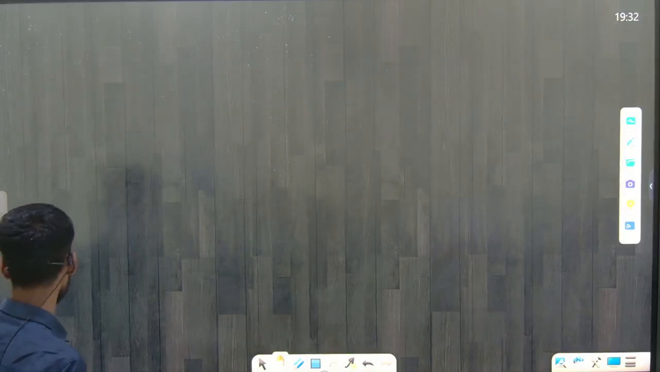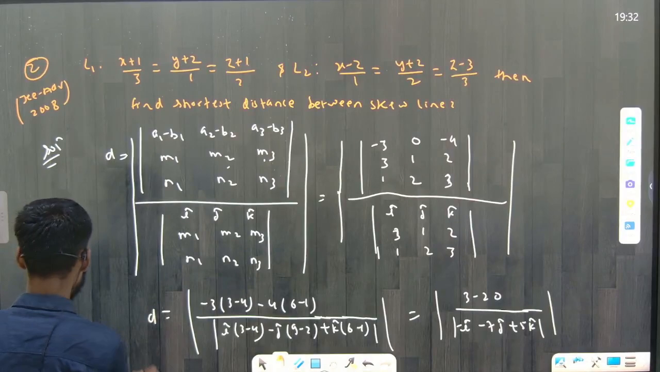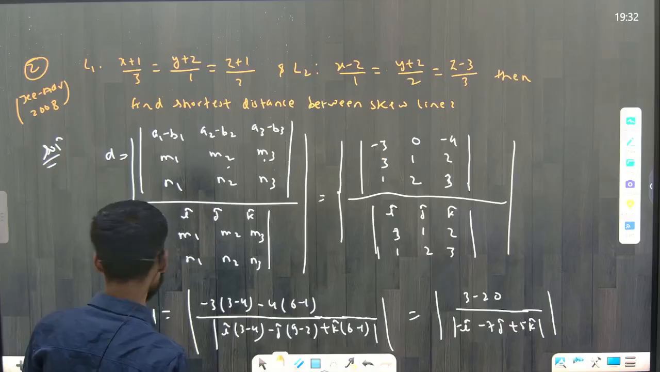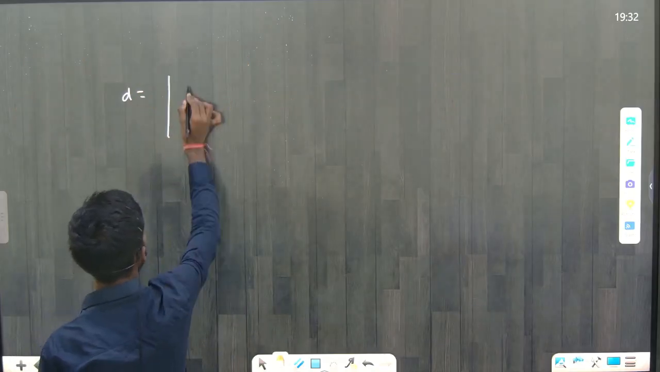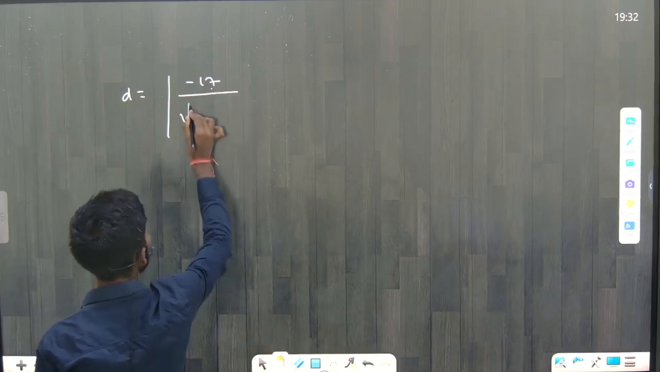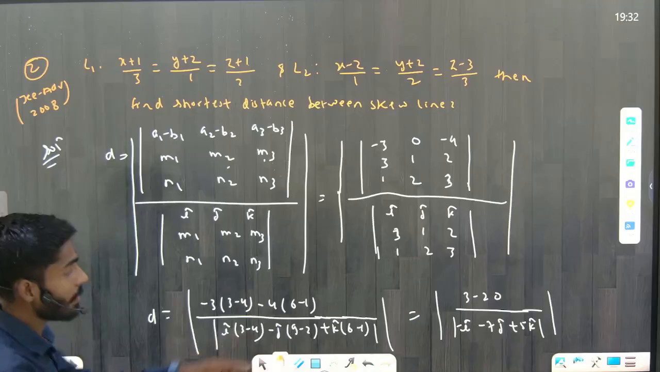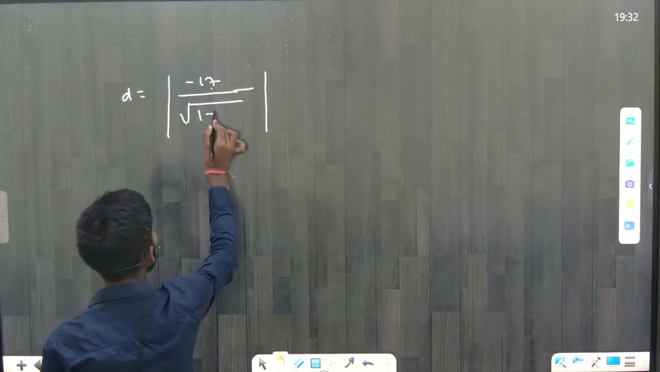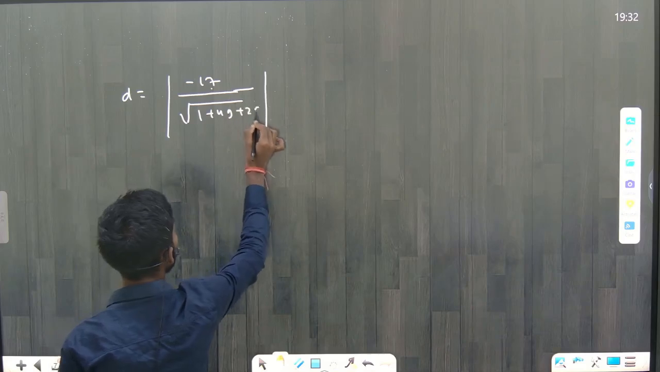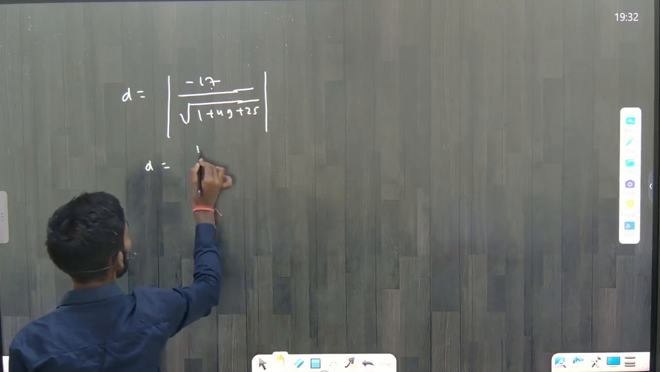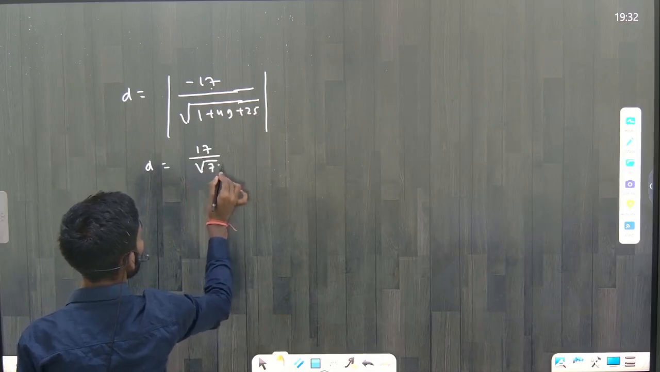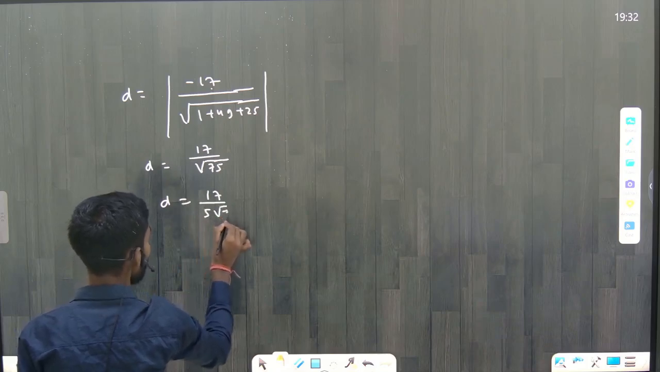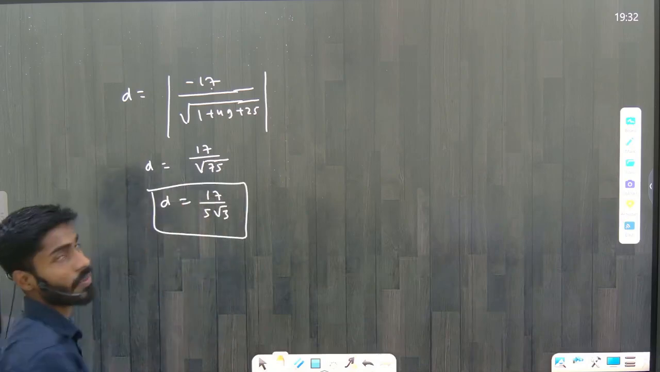Okay, then what is the d? This is the d. Here 20 minus 33 is minus 17. Then the magnitude of the vector. What is the magnitude of the vector? Minus i cap, minus 7 j cap, plus 5 k cap. So 1 plus 49 plus 25. D is equal to what? 17 by root under 75. So d is equal to 17 by 5 root 3. This is the shortest distance between two skew lines.